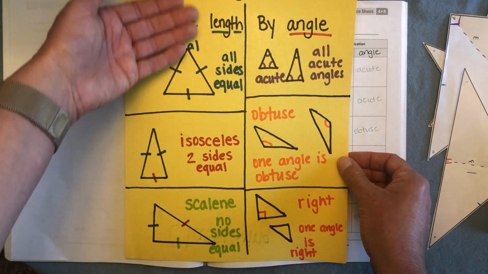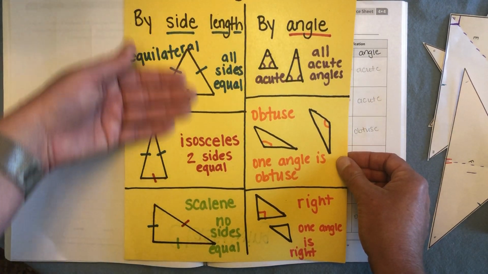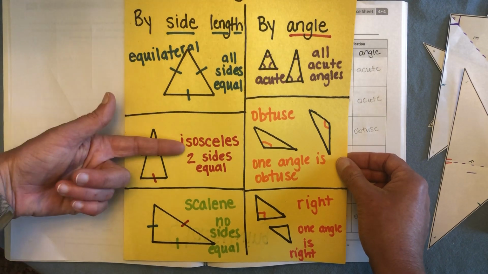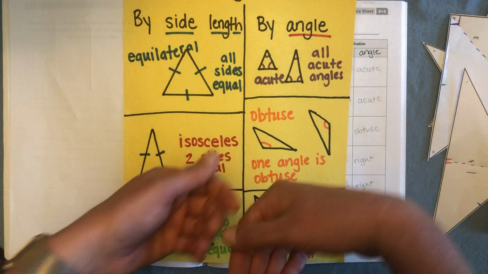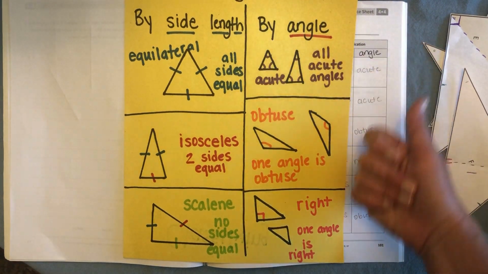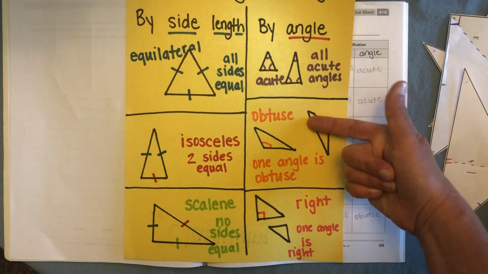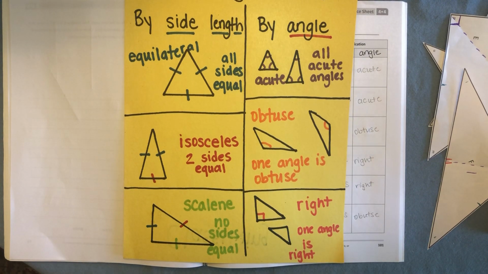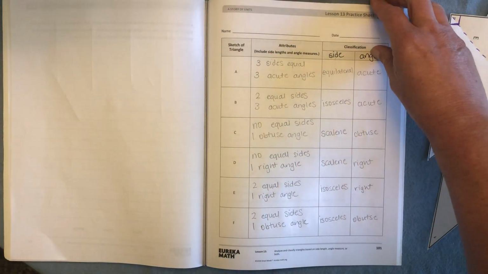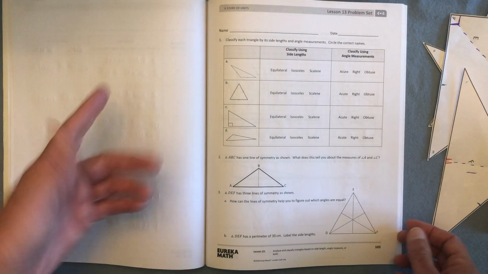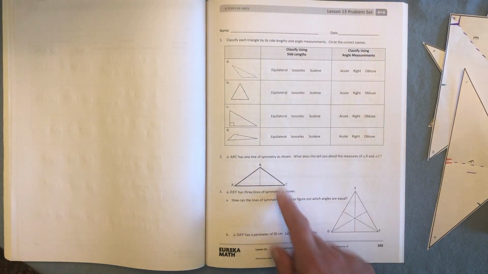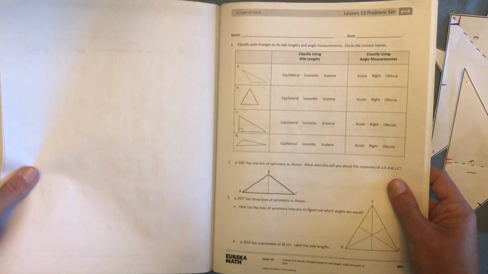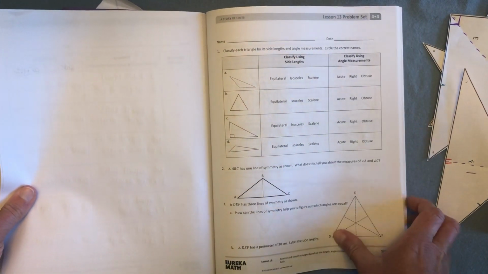All right, remember we classify triangles first by their side length. They're either equilateral, isosceles, or scalene. And second, we classify them by their angle. Acute, if they have all acute angles, obtuse, or right. You are going to work today in your book on your problem set. Problem number 1, you're going to be classifying each triangle by its side lengths and angle measurements, and you're going to circle its correct names.